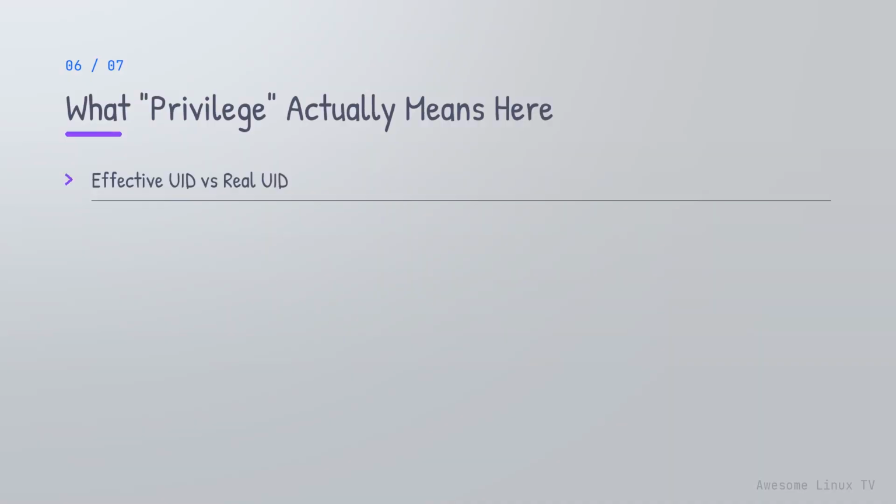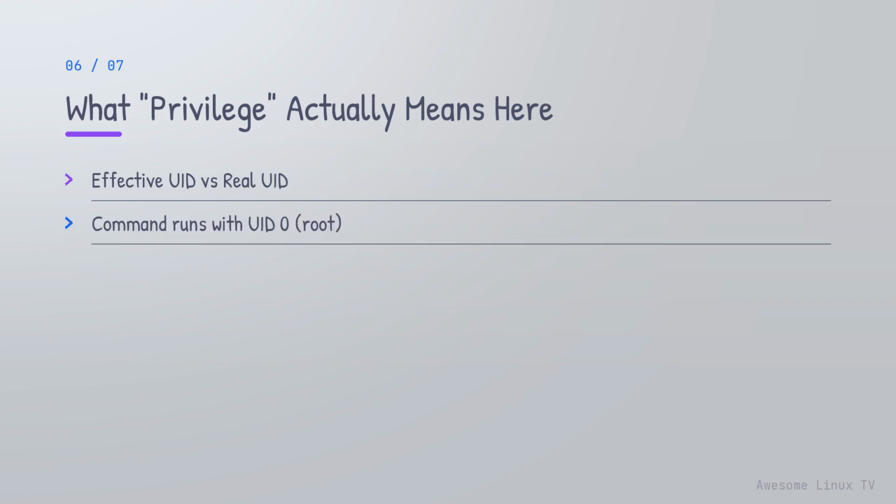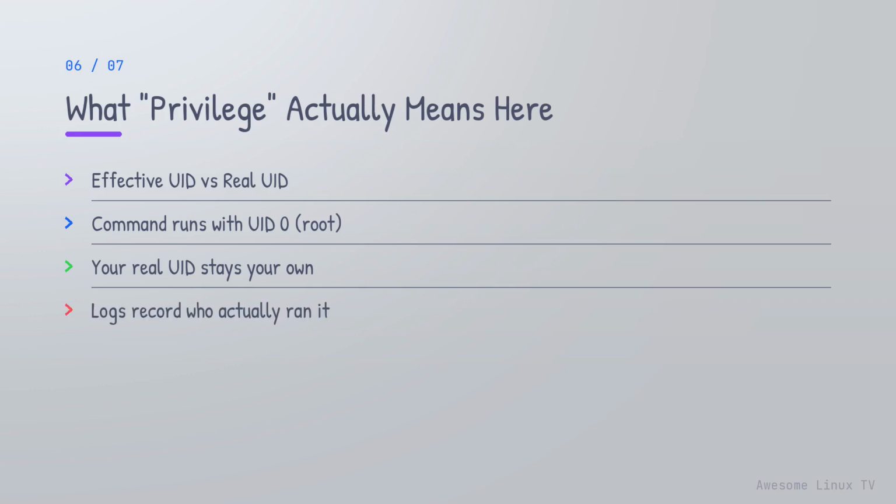When sudo switches privileges, it changes your effective user ID to 0. That's root. But your real user ID stays as your own account. This distinction matters. The kernel uses the effective UID to decide what the process can access, so the command runs with full root power. But the real UID tells the system and the logs who actually kicked it off. That's why when you look at /var/log/auth.log, you see your username next to the sudo entry, not root. If something goes wrong, there's always a trail back to the human who ran it. That accountability is the whole reason sudo exists as a separate tool instead of just sharing root's password with everyone.